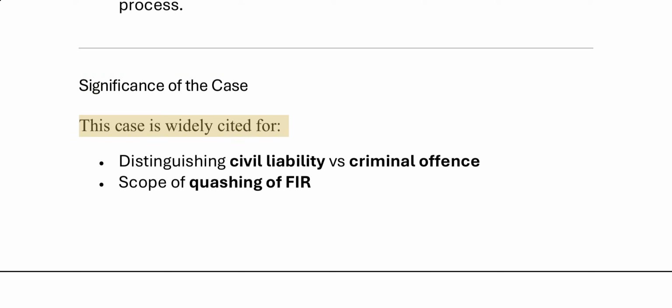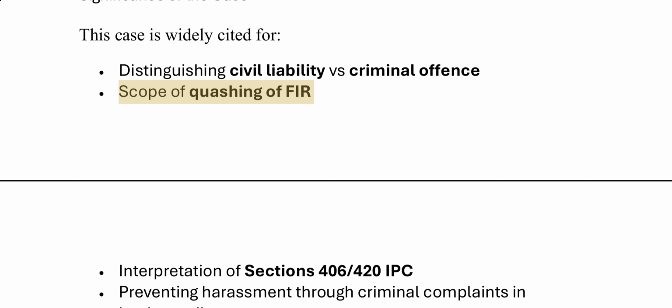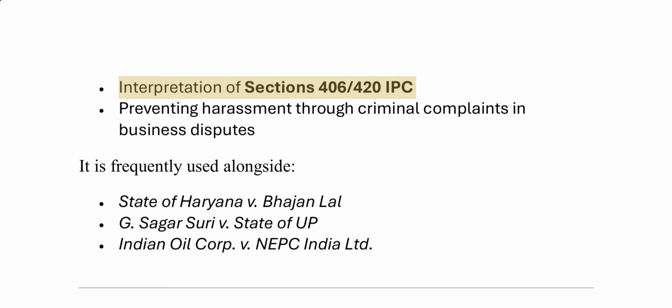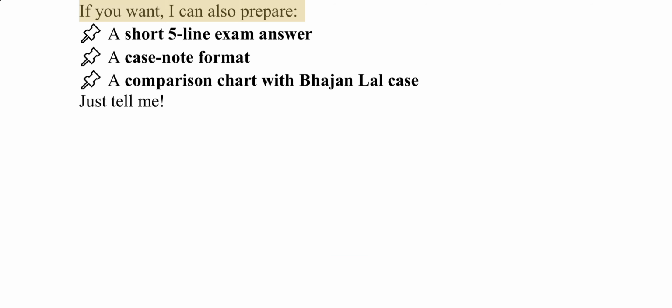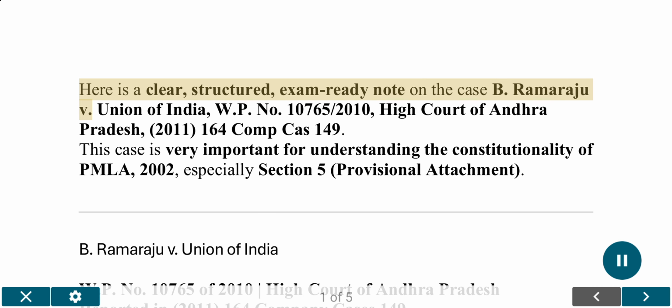Significance of the case. This case is widely cited for distinguishing civil liability vs criminal offense, scope of quashing, interpretation of Sections 406-420 IPC, and preventing harassment through criminal complaints in business disputes. It is frequently used alongside State of Haryana v. Bhajan Lal, G. Sagar Suri v. State of UP, Indian Oil Corp. v. NEPC India Limited.